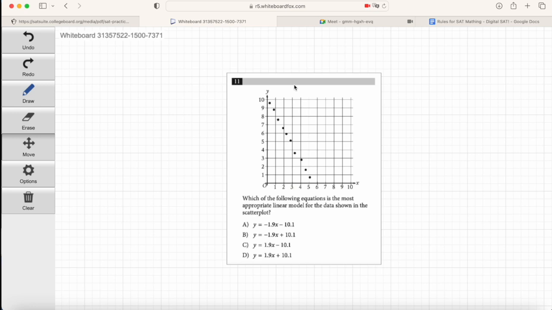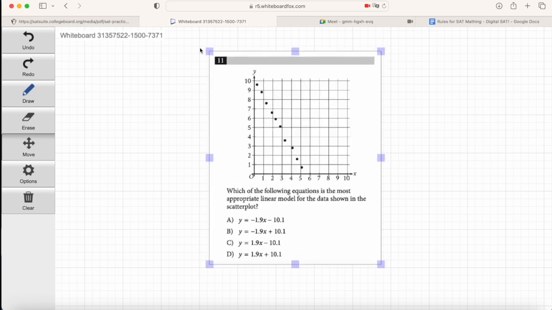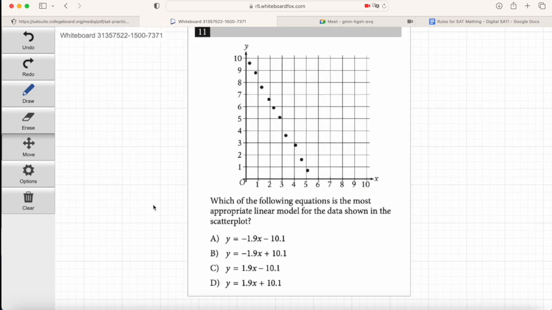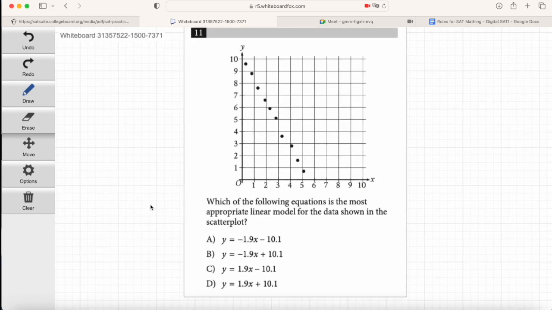All right, question number 11. Ooh, this is an ugly looking question. Go and read question number 11 for us. Which of the following equations is the most appropriate linear model for the data shown in the scatter plot? Have you seen scatter plots before? Do you understand sort of what that term means? So they're not giving us a line here exactly, they're just giving us a bunch of points. But like you can kind of connect the dots and really pretty much there's a line there. Do you see the line essentially?